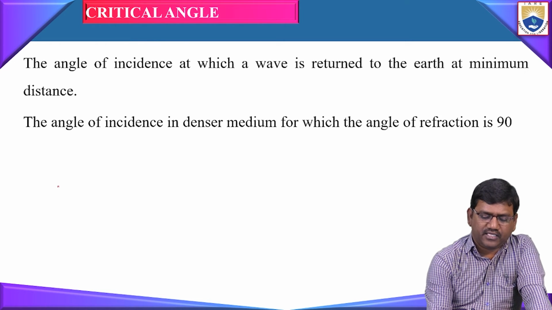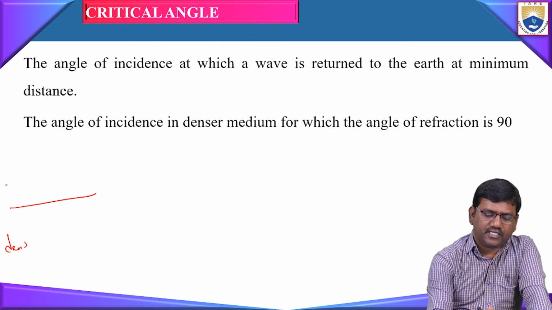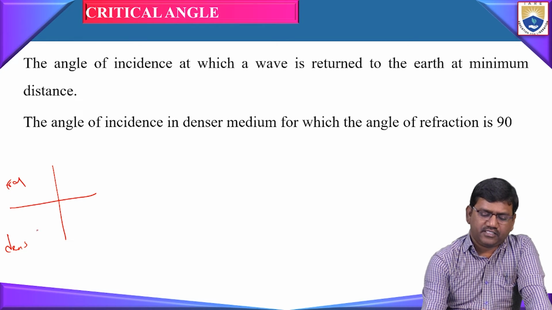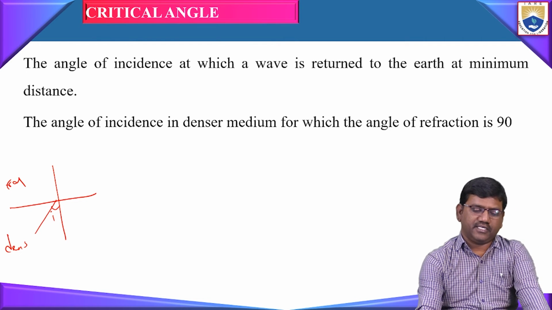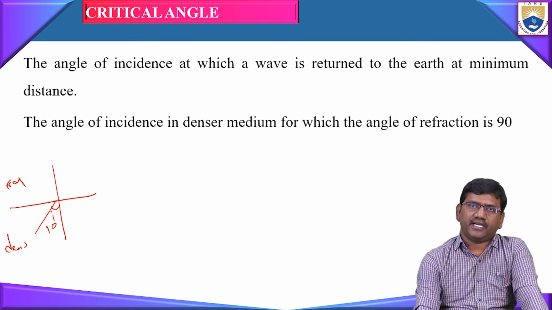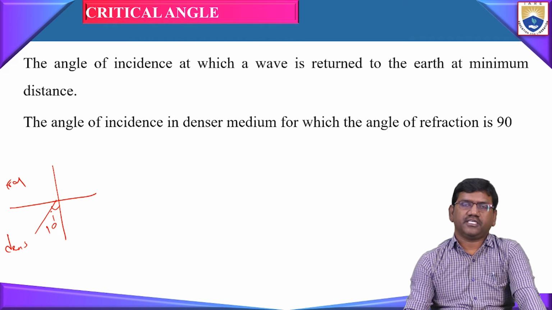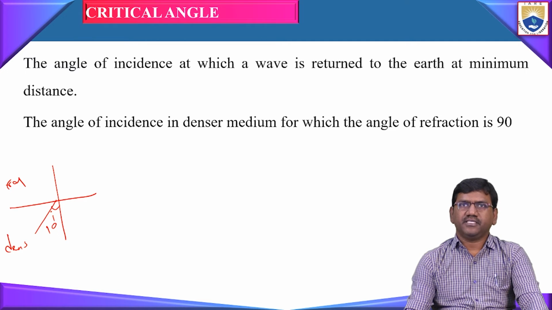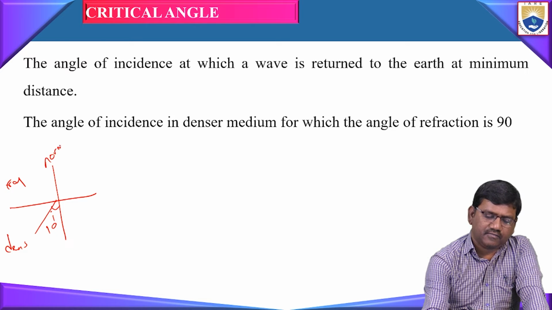Let us take an example. Here there is a boundary between the denser medium and the rarer medium. Let us assume there is a normal, and this is known as the angle of incidence. Assume the signal is being transmitted at an angle of 10 degrees. We know that when the wave travels from the denser medium to the rarer medium, refraction takes place and the electromagnetic ray moves away from the normal. It will be like this.